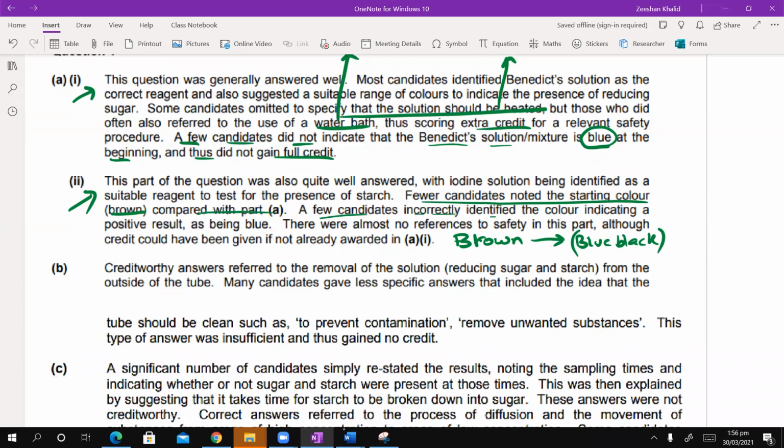A few candidates incorrectly identified the color indicating a positive result being blue. खाली blue ठीक नहीं है, it's blue black. That's the key word. There were almost no references to safety in this part, although credit could have been given if not already awarded in A1. उसने common एक marking point दिया है since both of these parts were common. Okay.